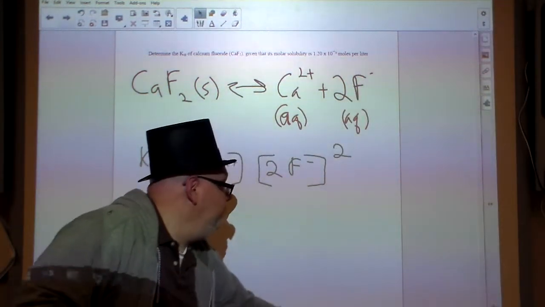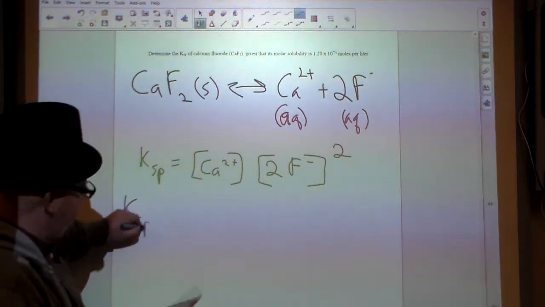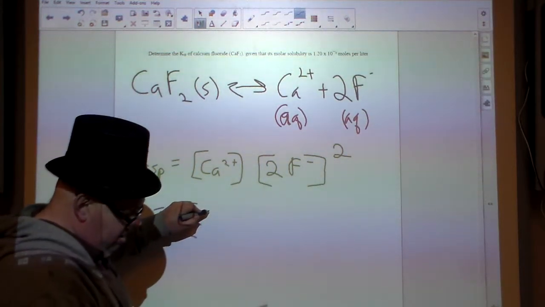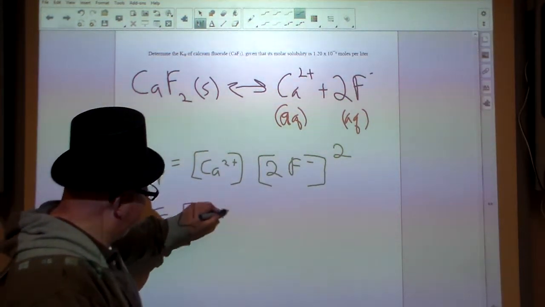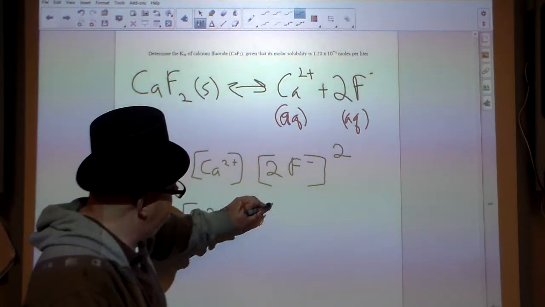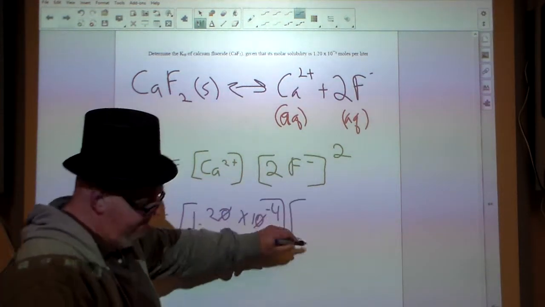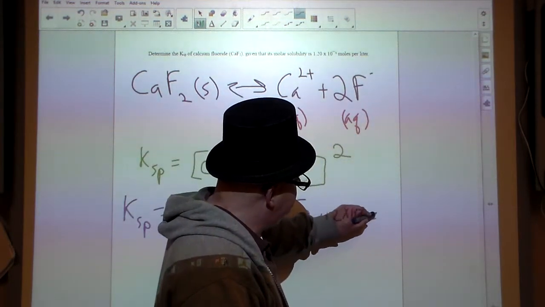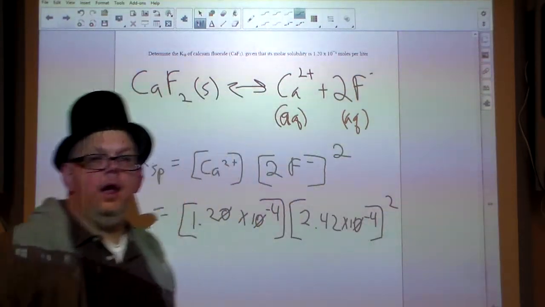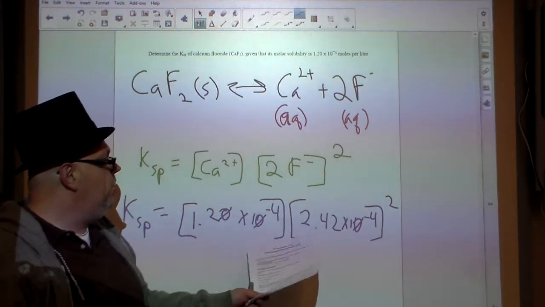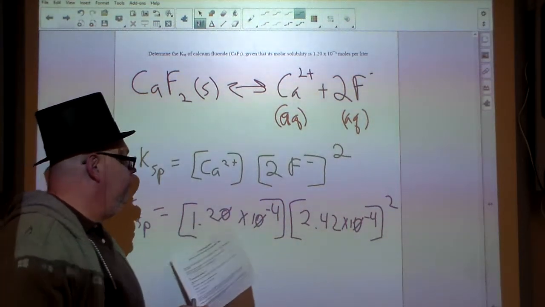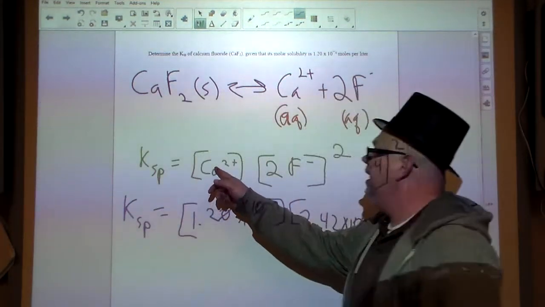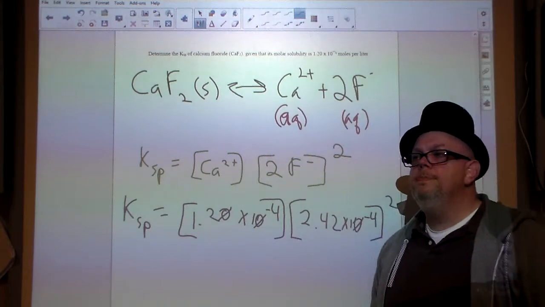Well, if we look at it, our KSP is going to equal our Ca, which was 1.20 times 10 to the minus 4th, multiplied by 2.42 times 10 to the minus 4th, and it's squared. So what in the world did we do here? We looked at the concentration of the calcium and we doubled it in here. Why? Because for every 1 calcium, you've got 2 fluorines that break apart.